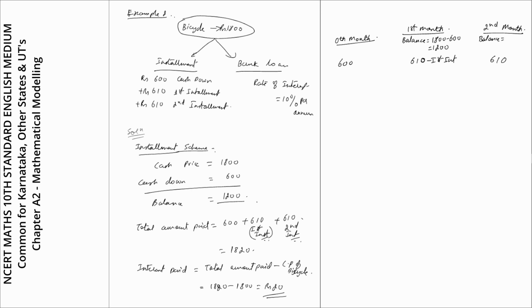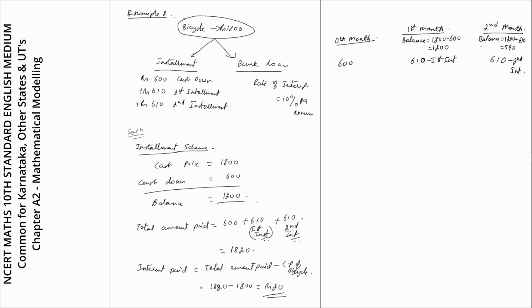So balance will be, so in the first month 1200 was the balance. Okay, 1200 was the balance. She is paying 610 as the installment, so 590 will be the balance. Okay, 590 rupees. So 610 is the second installment.